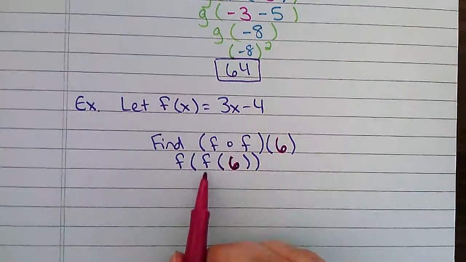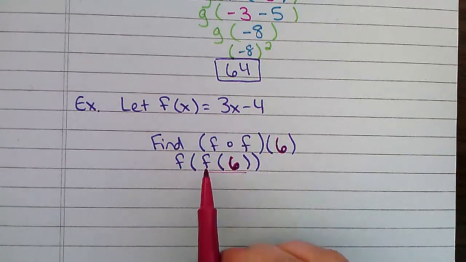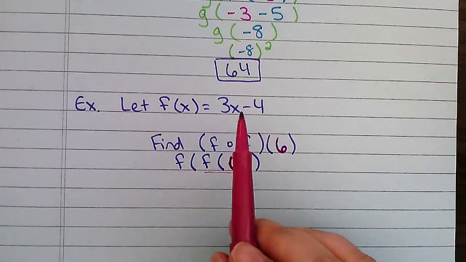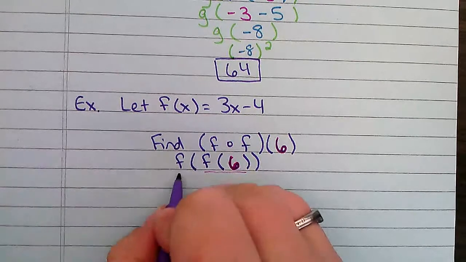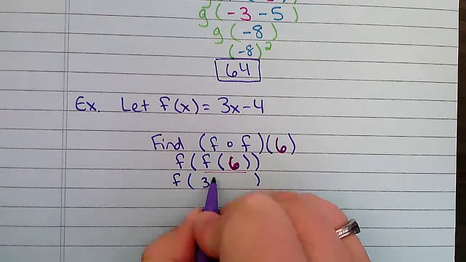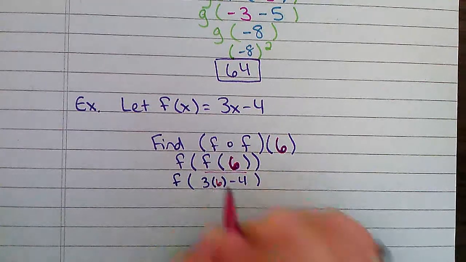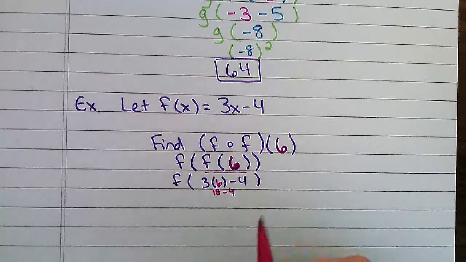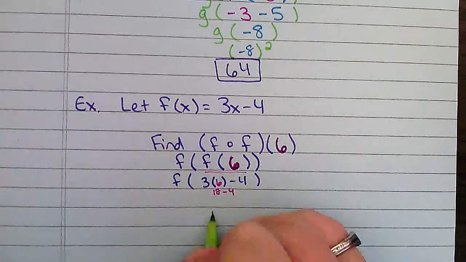Okay, so I find inside first. I find my function f, which is right here. And this is f of 6. This is f of x. So f of 6 is different because it means put the 6 in place of all the x's. So my outside function stays put. And I'm going to do this inside function. 3 times something minus 4. What is that something? This is 6. So 3 times 6 is 18. 18 minus 4 is 14. So I got 14.